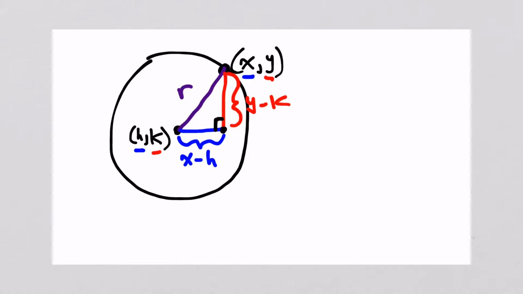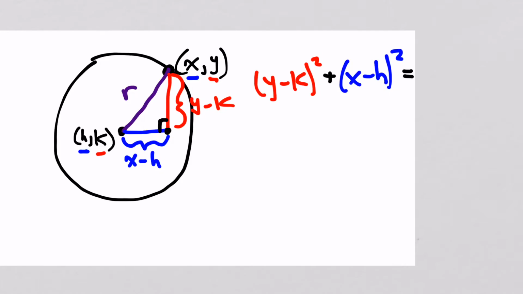Now we have a right triangle, and one of our favorite things to do with right triangles is to write down the Pythagorean relationship that connects all 3 sides of the right triangle. And by doing so, I get the equation of the circle. So I get the red leg squared plus the blue leg squared has to equal the hypotenuse squared, which in this case is labeled as r.